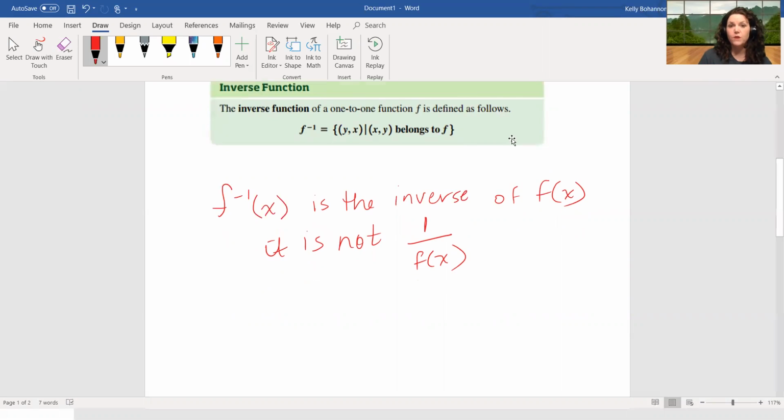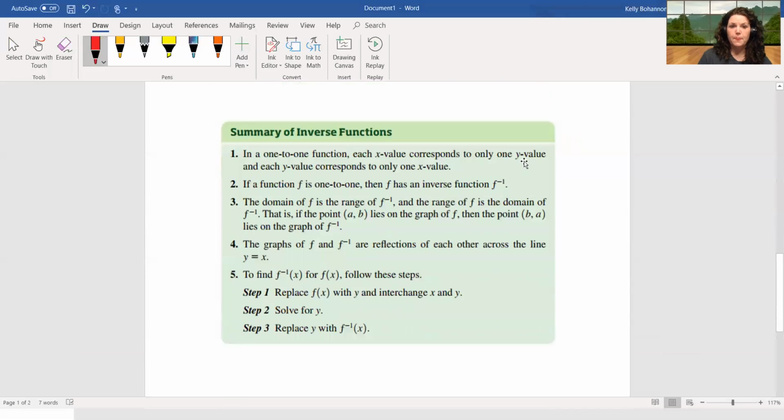Okay, so on your notes, you will have a summary of inverse functions. So let's just go through them real quick.